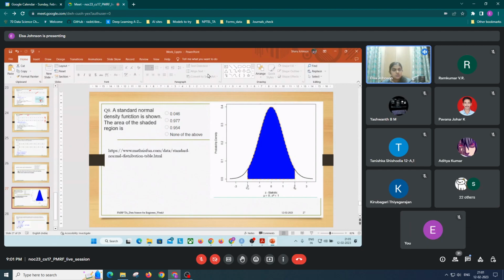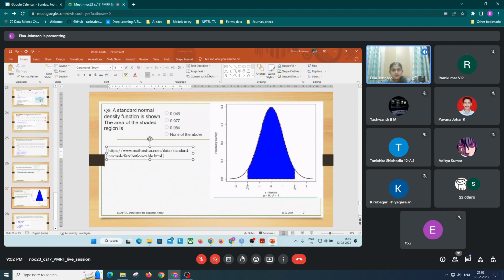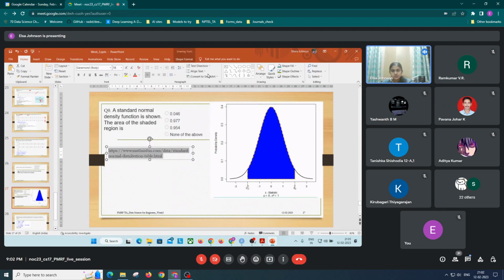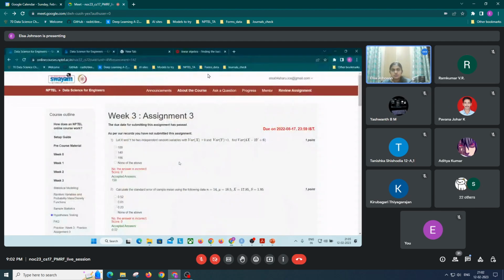Then a standard normal density function is shown. The area of the shaded region is? So for these types of questions, it's difficult for us to see in the studio because a curve is just given like this, and it's given that mu is equal to 0 and sigma equal to 1. Then this is theoretical.